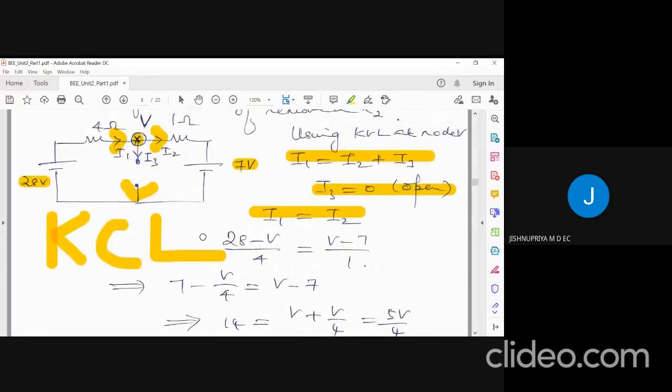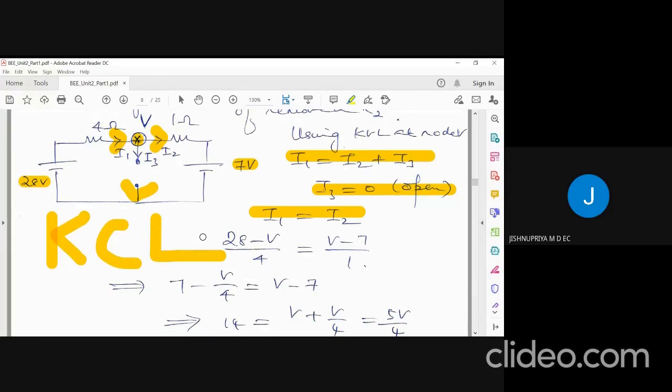If I take the direction from negative to positive of the 7 volt, then the equation will be I1 plus I2 equal to 0, correct? What will be the expression for I2 if you consider I2 the other way, coming from 7 volt? What will be I2 then? If you take the direction opposite to what I assumed, what will be the expression: 7 minus V by 1. 7 minus V by 1, correct?